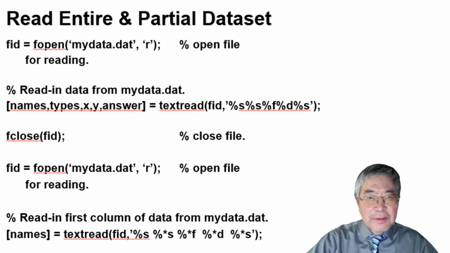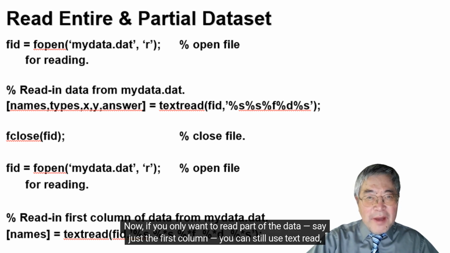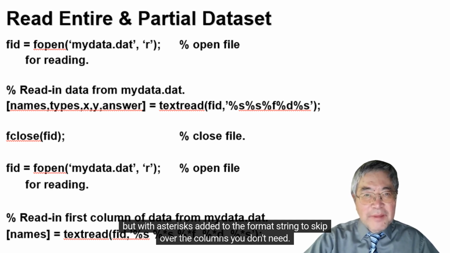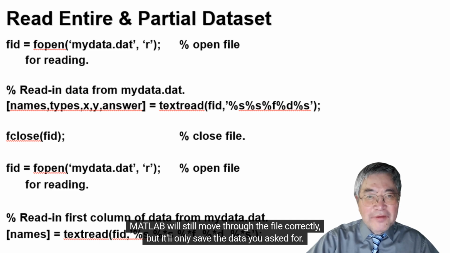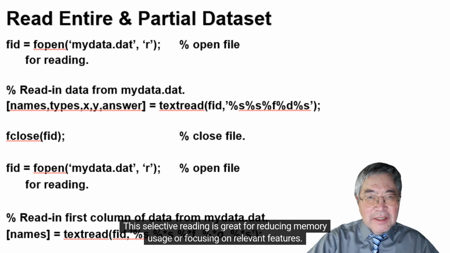Now, if you only want to read part of the data, say just the first column, you can still use textread, but with asterisks added to the format string to skip over the columns you don't need. Matlab will still move through the file correctly, but it'll only save the data you asked for. This selective reading is great for reducing memory usage or focusing on relevant features.